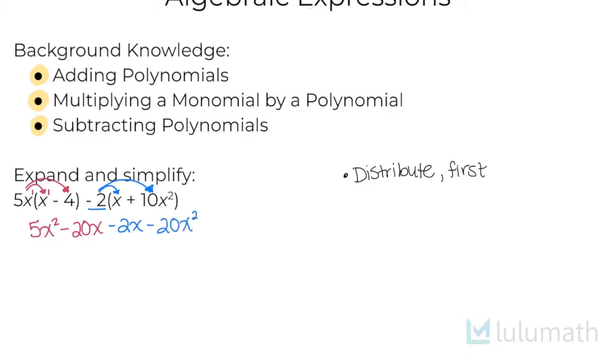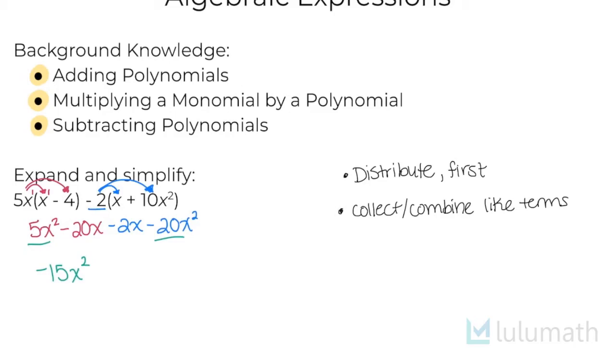Now I can see that I have a lot of like terms, so I'm going to try to collect or combine my like terms. And that's where the simplifying piece comes in. So I can see I have a 5x squared, and then this -20x squared is like it. So 5 minus 20 is -15. And remember, when we collect like terms, our variables and our exponents stay exactly the same. So I have -15x squared.